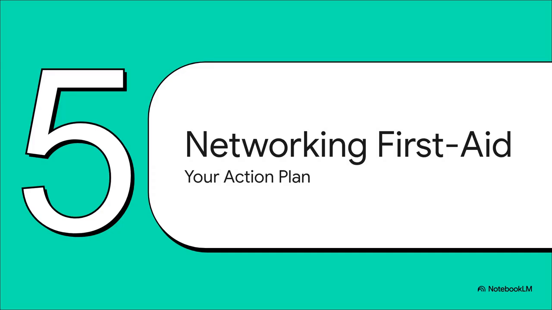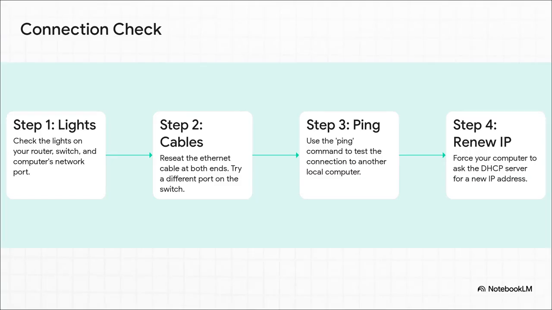So you found the clue. The DHCP server isn't responding. So now what? Well, now it's time to open up your networking first aid kit and use what we've learned with a really simple, actionable checklist. Here it is, your 4-step action plan. First two are the basics. Check the lights, check the cables. Step 3 is to use a command called ping to see if your local devices can even talk to each other. But the real magic is often in step 4, renewing your IP address.